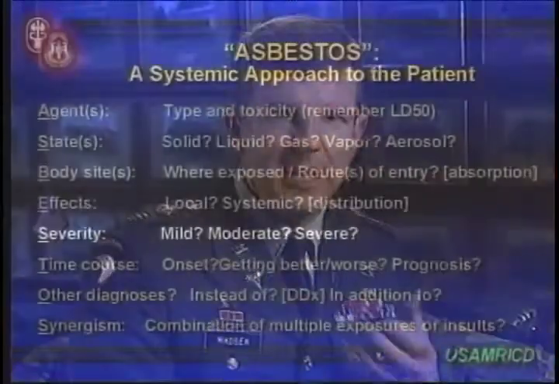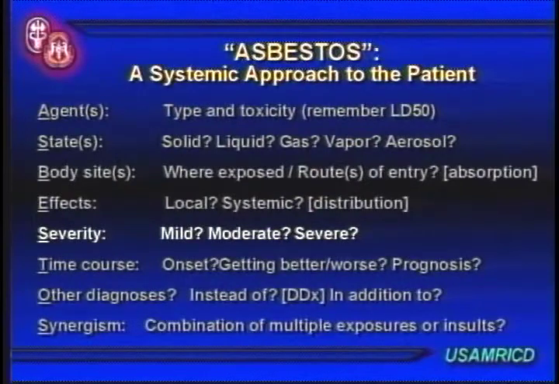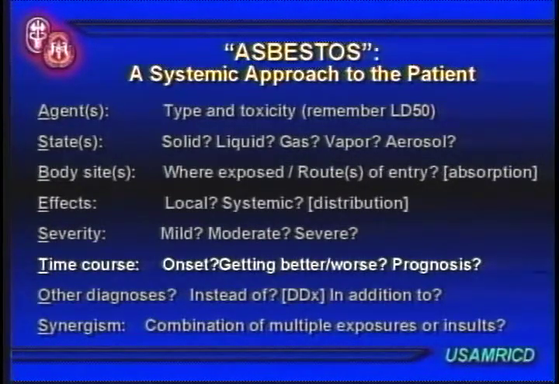Once we've determined whether systemic distribution has occurred, we can then ask ourselves something about the severity of the effects. Are they mild? Are they moderate? Are they severe? And we can then progress to the T in ASBESTOS, which stands for time course or temporal progression, and consists of three related questions, one about the past, one about the present, and one about the future.